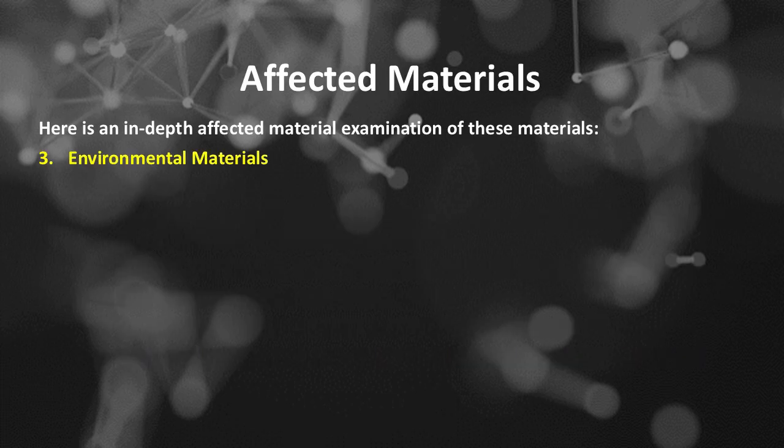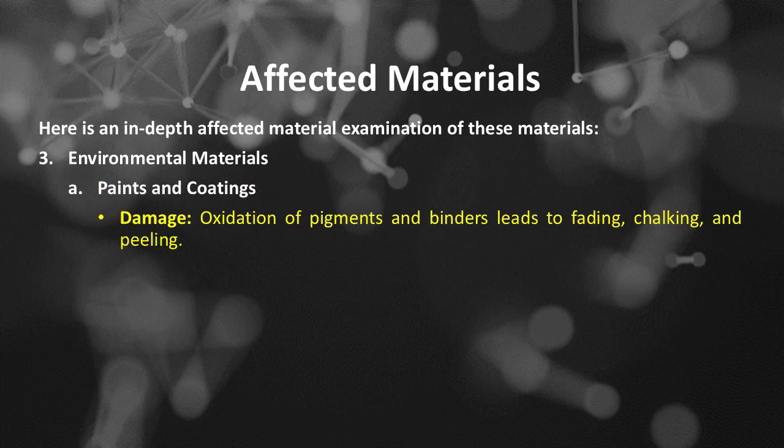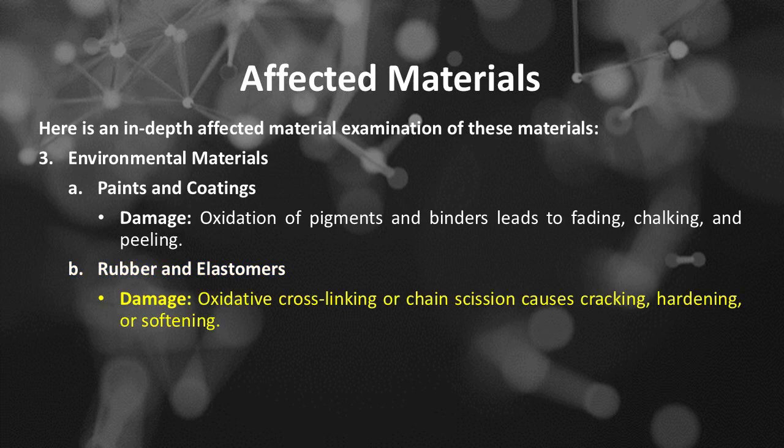Number 3 of oxidation affected material is environmental materials. Number A of environmental materials is paints and coatings. Paints and coatings damage: oxidation of pigments and binders leads to fading, chalking, and peeling. Number B of environmental materials is rubber and elastomers. Rubber and elastomers damage: oxidative cross-linking or chain scission causes cracking, hardening, or softening.